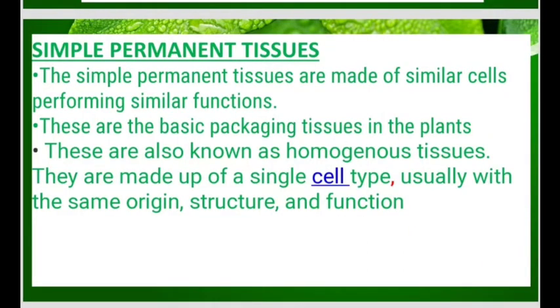Let us learn more about simple permanent tissues. The simple permanent tissues are made of similar cells performing similar functions. These are the basic packaging tissues in the plants. These are also known as homogeneous tissue. They are made up of a single cell type, usually with the same origin, structure, and function.